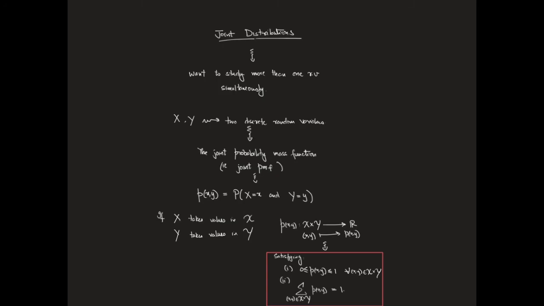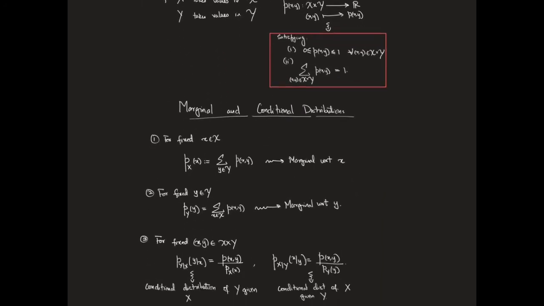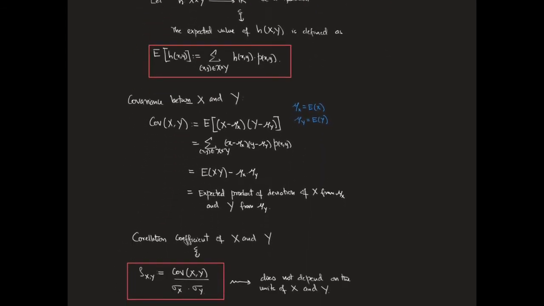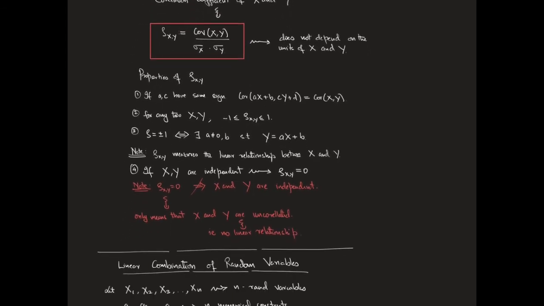This is all I wanted to say about joint probability distributions for now. We are going to come back to this topic quite often when we deal with statistics.